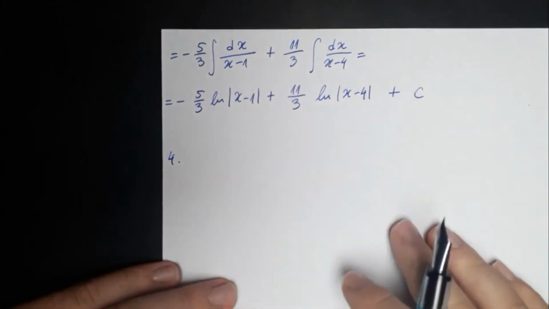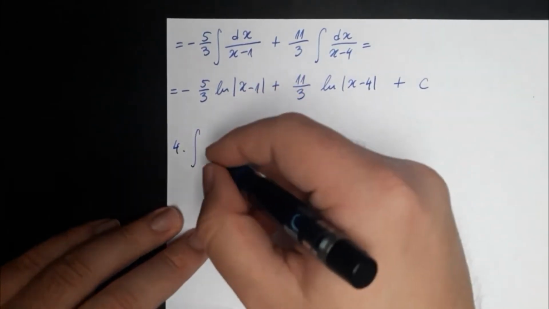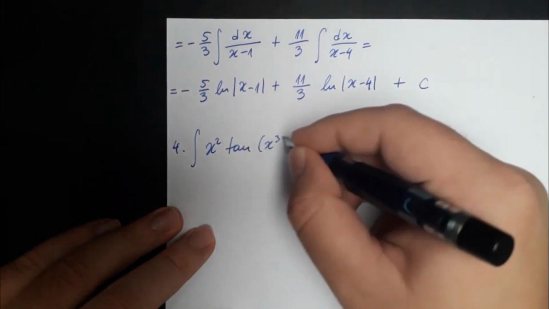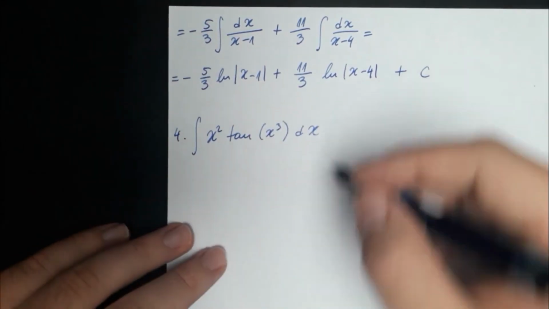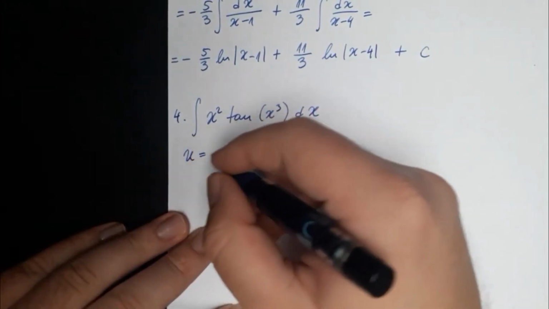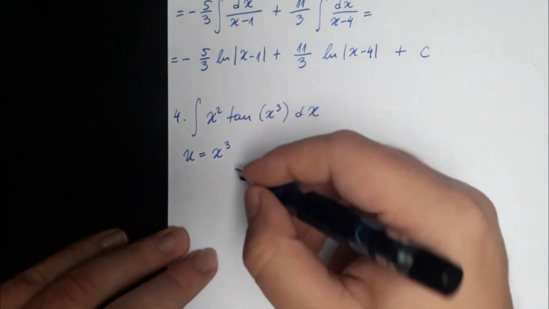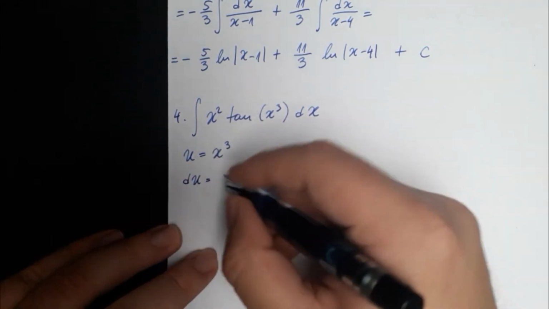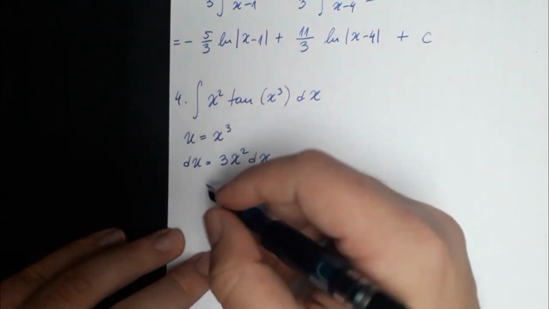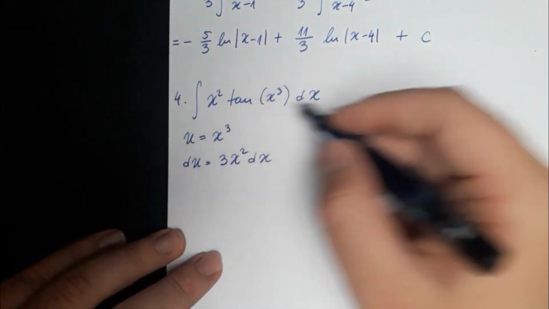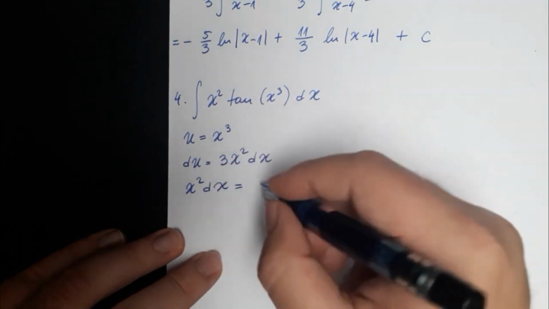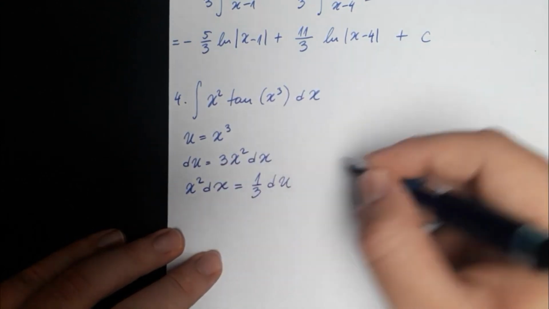Now the fourth integral which we have on our list is an integral of x squared tan of x cubed dx. Well, this is easy to see. We are going to use substitution, u is equal to x cubed, and then the differential of u is going to be 3x squared dx. Of course, we have x squared dx in our integral, so this is going to be 1/3 differential of u.